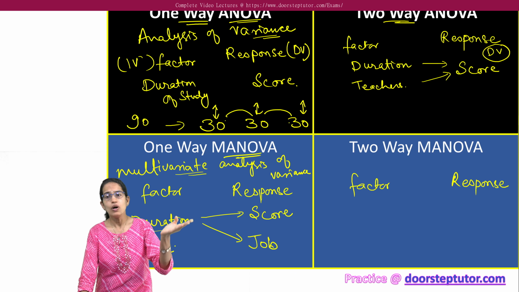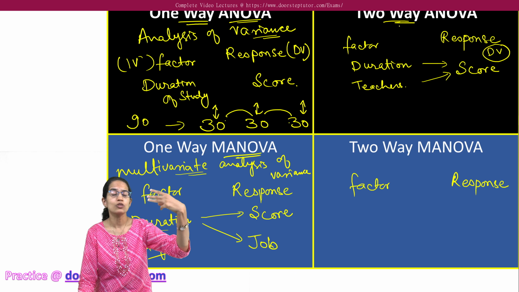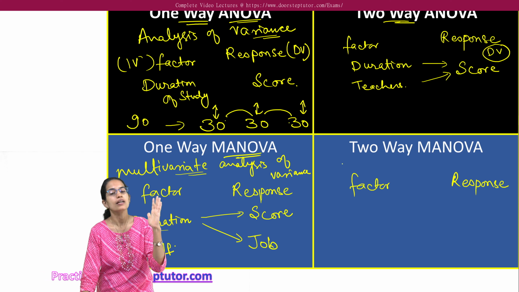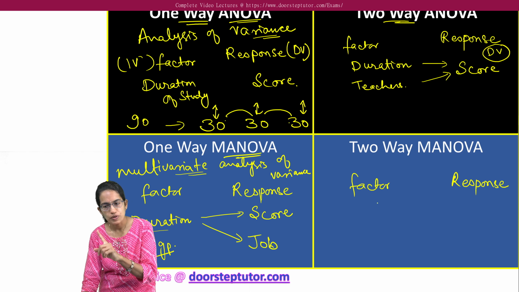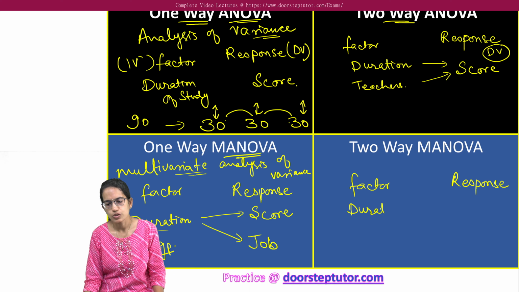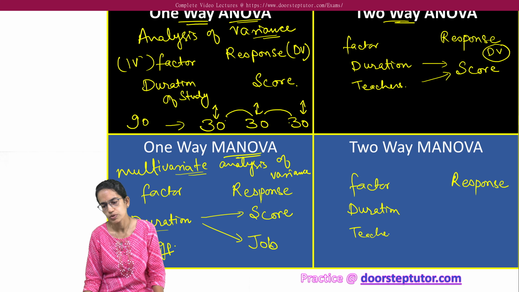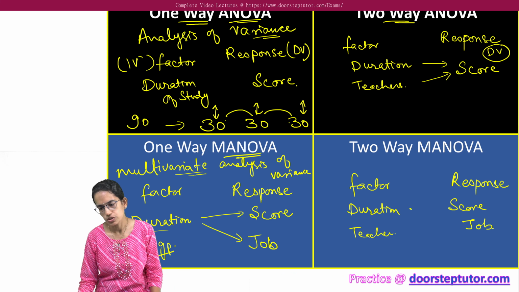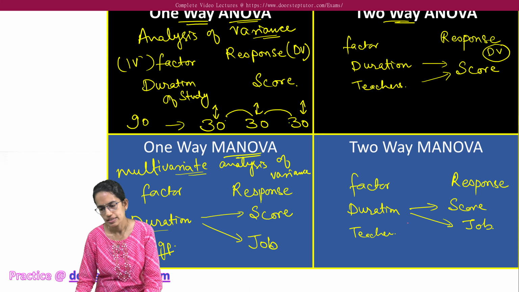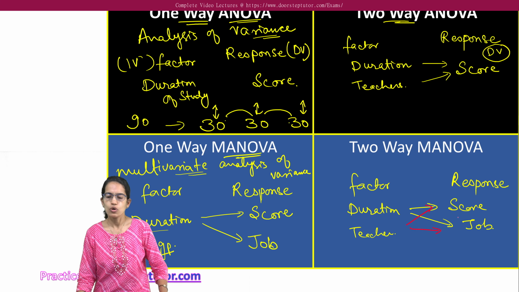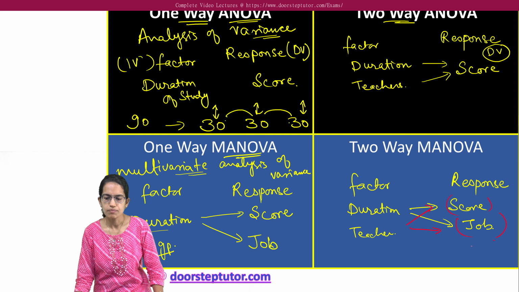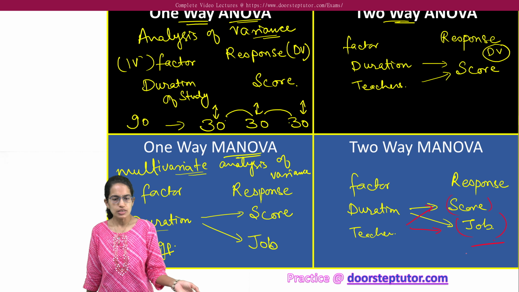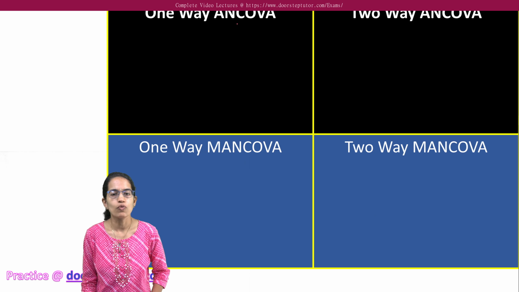Now there can be cases where I talk about three-way ANOVA, four-way ANOVA. So there can be three different factors I am taking, or four different factors, but those are relatively less common. Under two-way MANOVA, what would happen? I am taking the duration of the study, the teacher's contribution in the study, and the score of the child and the job. Now this duration affects both of those and then the teacher's role affects both of those. So it is again multivariate because I am studying two dependent variables. I am seeing the impact on two dependent variables. Now the same thing would happen in ANCOVA and MANCOVA.